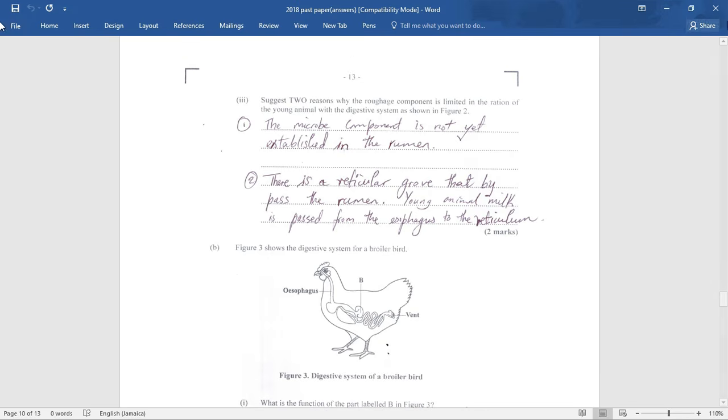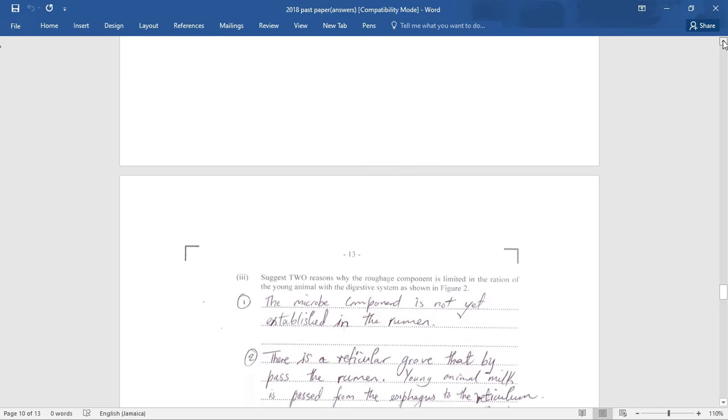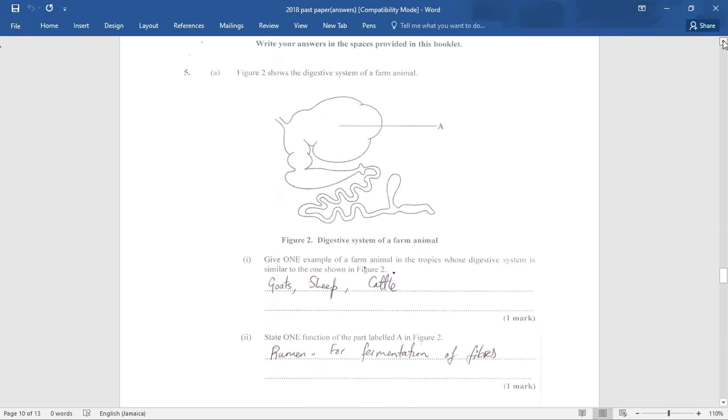Alright, so let's take a quick look back at the diagram. Let me show you where the reticular groove would be. Alright, so this is the rumen. This part here would be the esophagus. Right, so the reticular groove would be a small part from the esophagus here to the reticulum here. So when the animal sucks their milk, when they ingest the milk, it will not go into the rumen because the milk is already in a broken down state. So it will bypass the rumen here and just go straight into the reticulum. So that's why it is called a reticular groove.